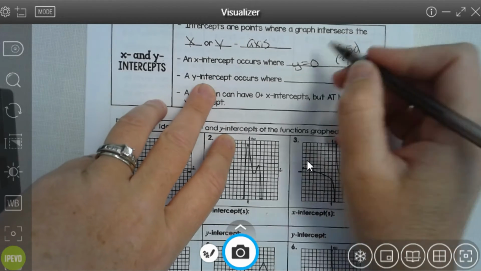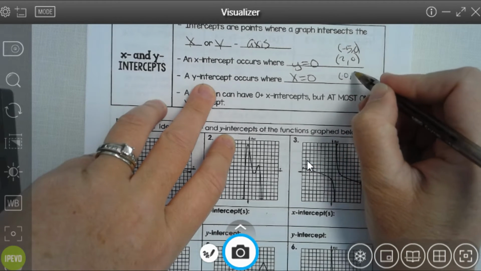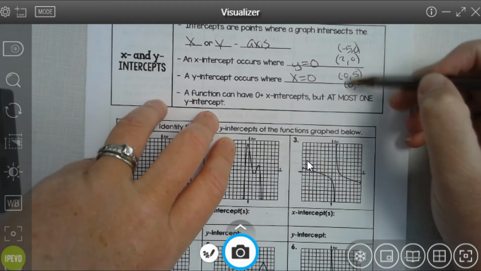And then the y-intercept occurs when x equals 0. That's usually right at points like (0, 5) or (0, -7). So your x's are 0.